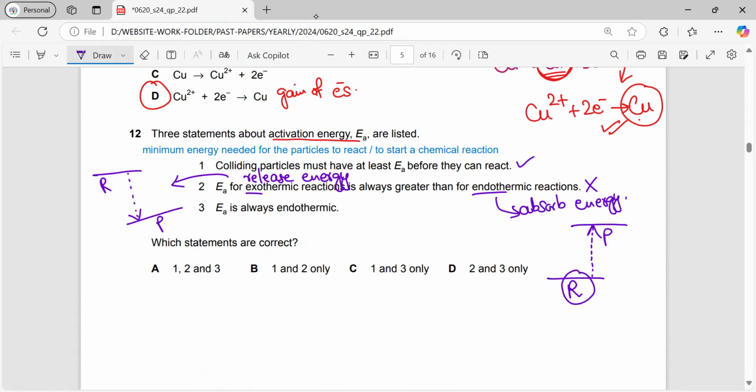And for exothermic reactions, they do not need as much activation energy. They have some activation energy which they will cross by themselves, so they don't need to absorb energy from outside. So this is wrong. Exothermic is always greater? No, endothermic is greater than exothermic. Activation energy is always endothermic. Yes, because it is the energy needed for the particles, which the particles absorb to react. So the answer is 1 and 3. Option C is correct.